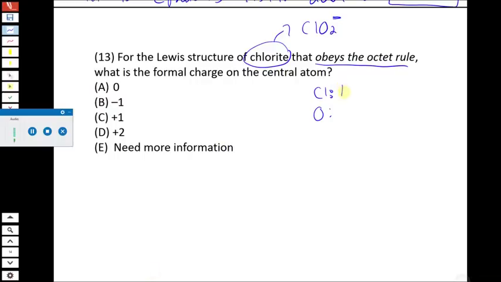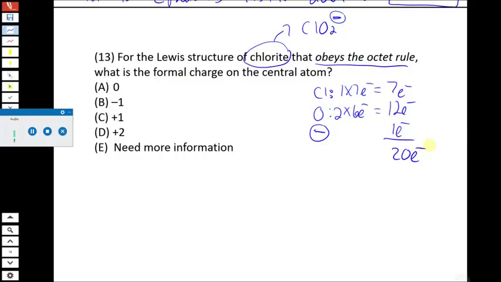All right, so we have 1 chlorine that contributes 7 valence electrons. We have 2 oxygens that contribute 6 valence electrons each. Are we done, or do we have to account for anything else? There's a negative charge. So anytime we have charges, we have to add or subtract electrons. A negative charge adds 1 more to the total. So we expect this to have 20 valence electrons total that we're going to arrange around 3 atoms.